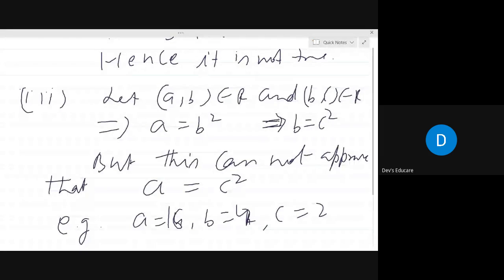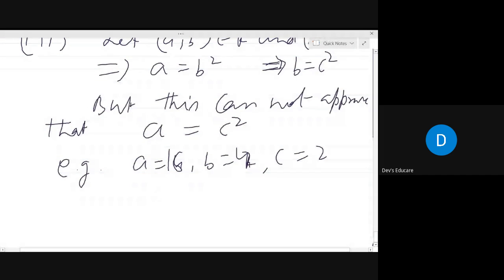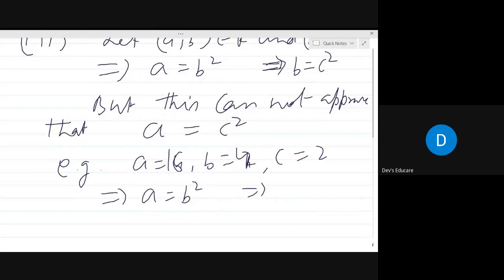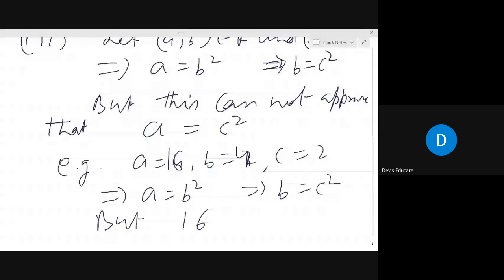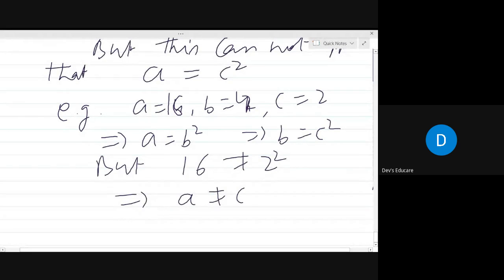a equals b squared and b equals c squared. We see that a equals b squared and b equals c squared. But 16 does not equal 2 squared. That means a does not equal c squared. Therefore, it does not hold true.